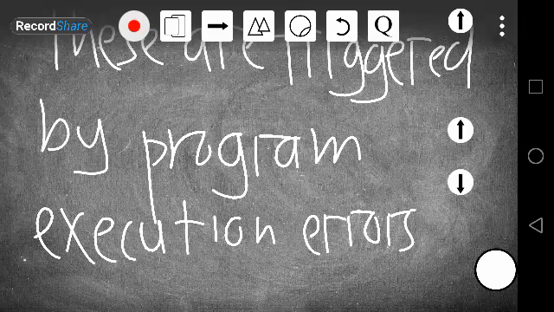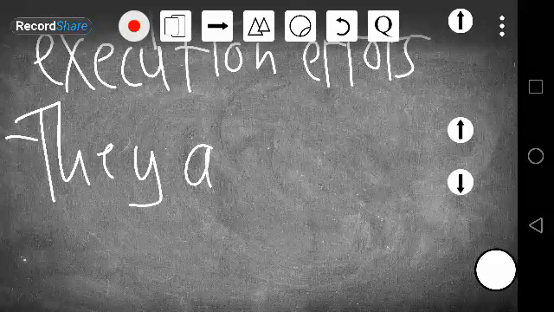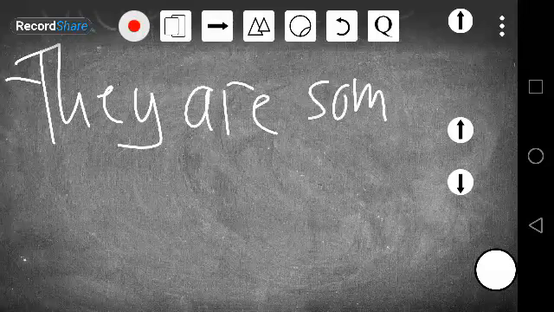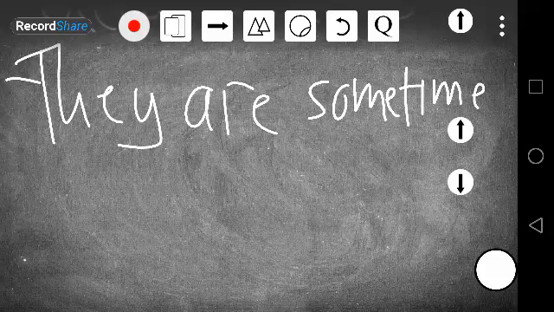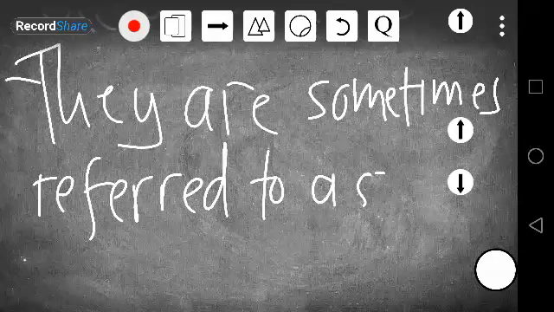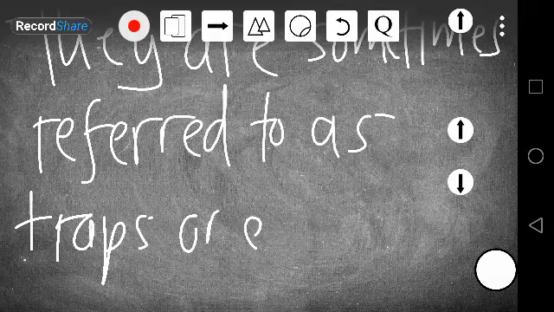Okay, so these errors have another name. These errors are typically called traps or exceptions. Okay, so you can write, they are sometimes referred to as traps or exceptions.